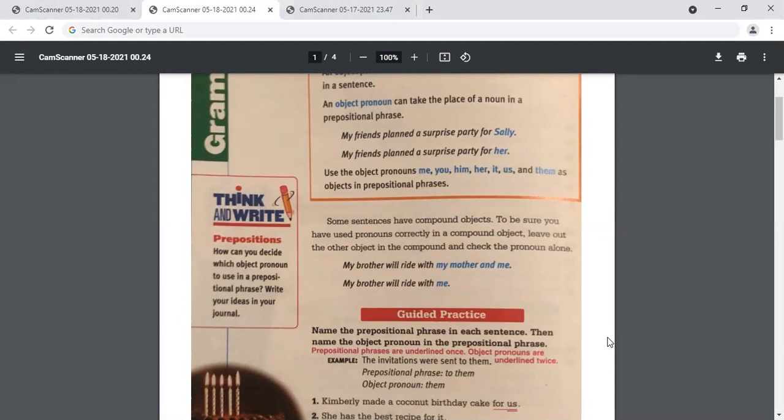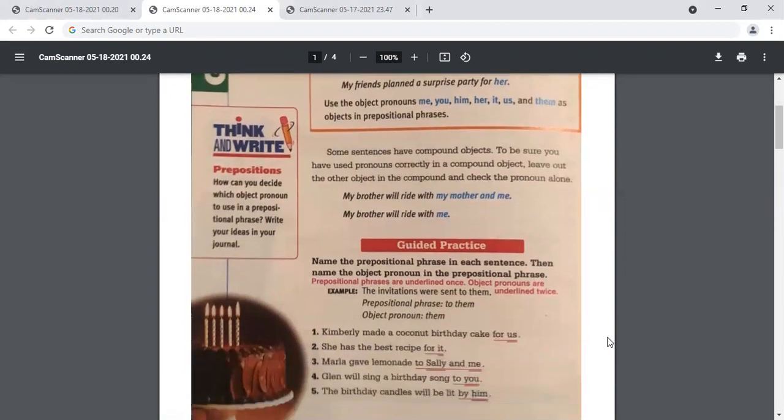Okay, so again, if you are confused about a pronoun and you want to make sure that this is used correctly, you can remove the other object in the compound. In this case, you could remove my mother and look at me alone. Is this an object pronoun? Does this sound correct? Yes, my brother will ride with me. This is correct. So we know that this is written correctly. This is an object pronoun.